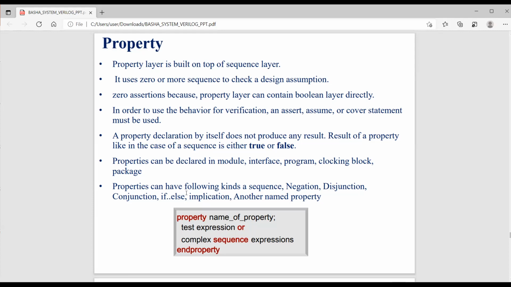So properties can have the following kinds of sequence operations: negation, disjunction, conjunction, if else. If else you can also write inside a property. Implication, and another named property. A property can also contain another named property. This is the syntax, property and endproperty. In this way you can write between the keywords.